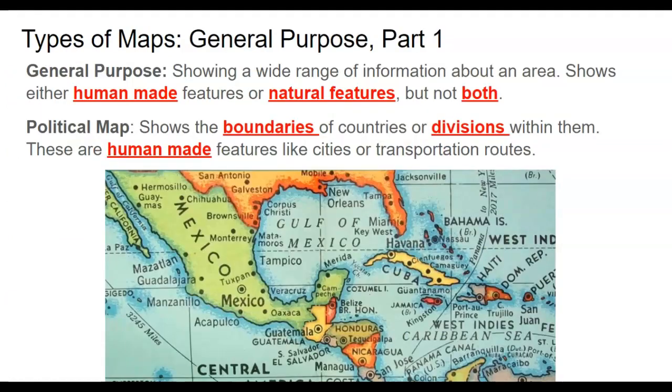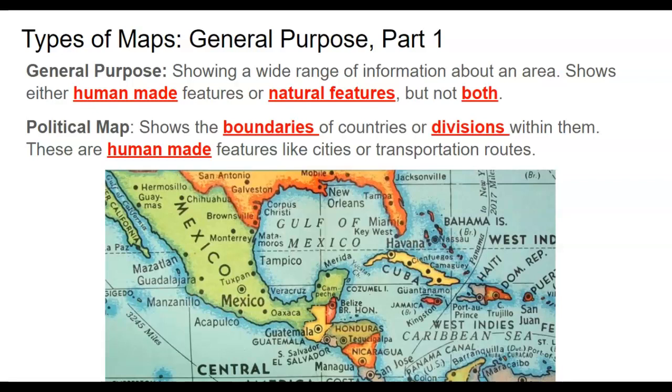There are many types of maps, and the general purposes of these are all different. The first one can be a wide range of information about the area. It shows human-made features like a city, or natural features like mountains or forests, but usually not both of them together. A political map is also one that shows boundaries for countries or divisions within them. These are made by people and not just naturally formed, like cities and transportation routes, which is what is at the bottom of this slide.